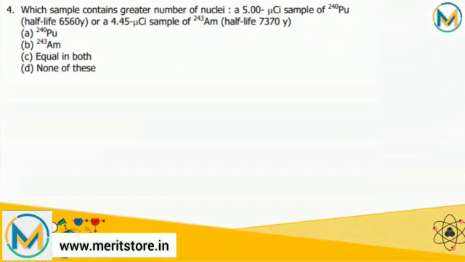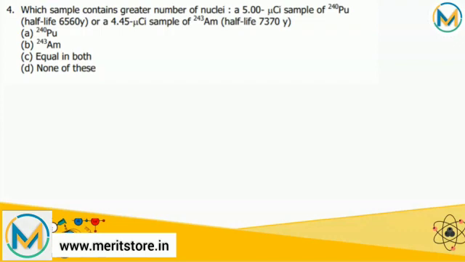Which sample contains a greater number of nuclei? The first sample is 5 microcurie, that is Curie, of plutonium-240 with half-life 6560 years, or a 4.45 microcurie sample of americium-243 with half-life 7370 years.